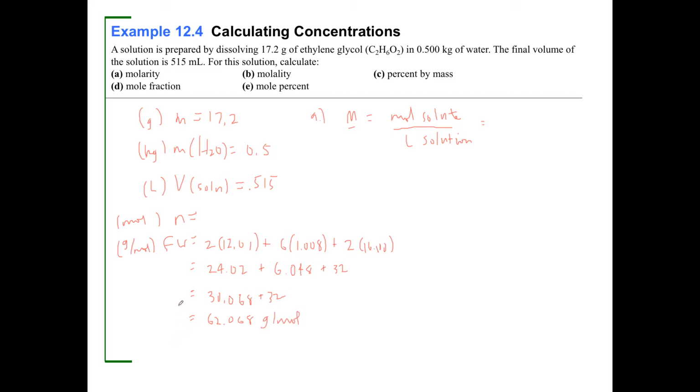And so the moles then is going to be the mass, which is 17.2, divided by 62.068, which is equal to what? You really should calculate this yourself. Please pause the video and calculate it. 17.2 divided by 62.068 is equal to 0.277115.